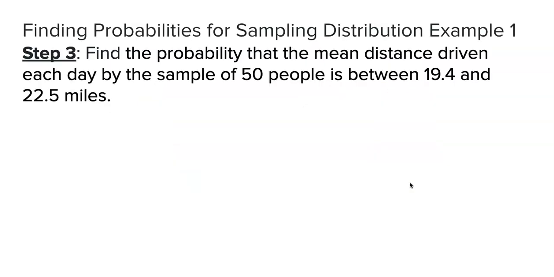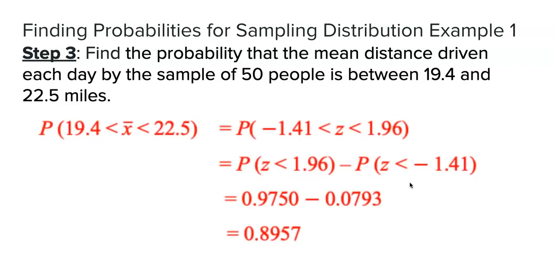So let's find the probability that the mean distance driven each day by the sample of 50 people is between those two mileages they gave us. Like we said, we can find that blue area stuck in the middle by subtracting how much is to the left of 1.96 minus how much is to the left of negative 1.41. And if you're wondering where they got these two numbers, they got them from just reading that table, remember? So let's do that real quick. Let's see how much is to the left of 1.96.